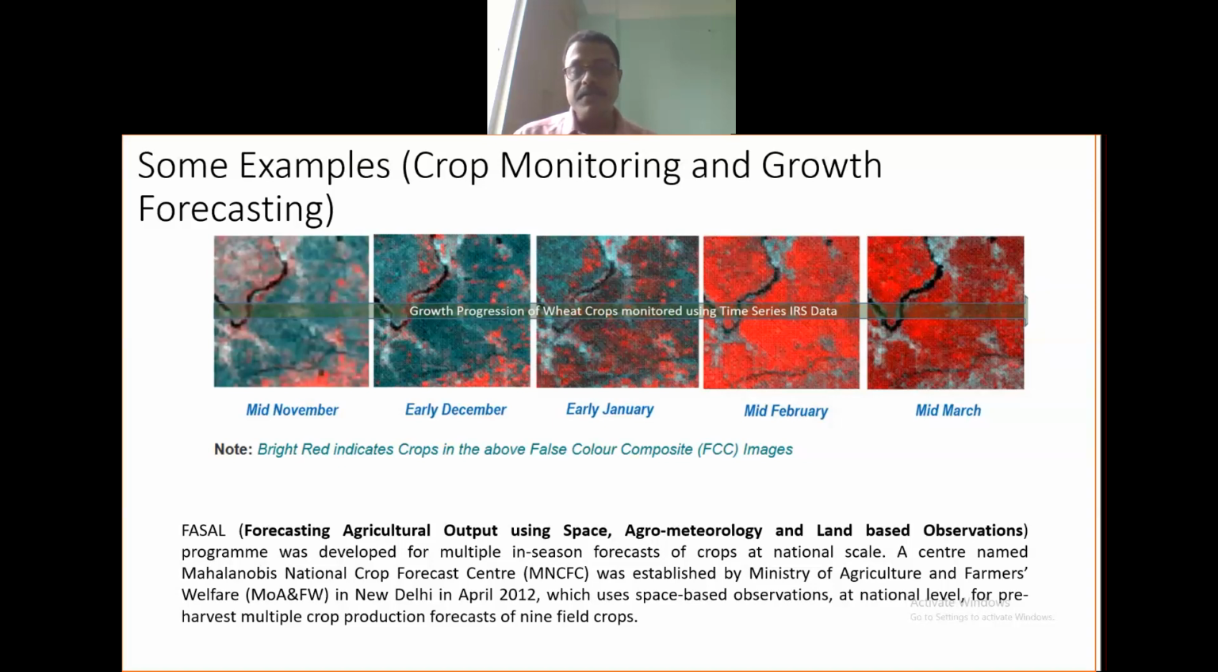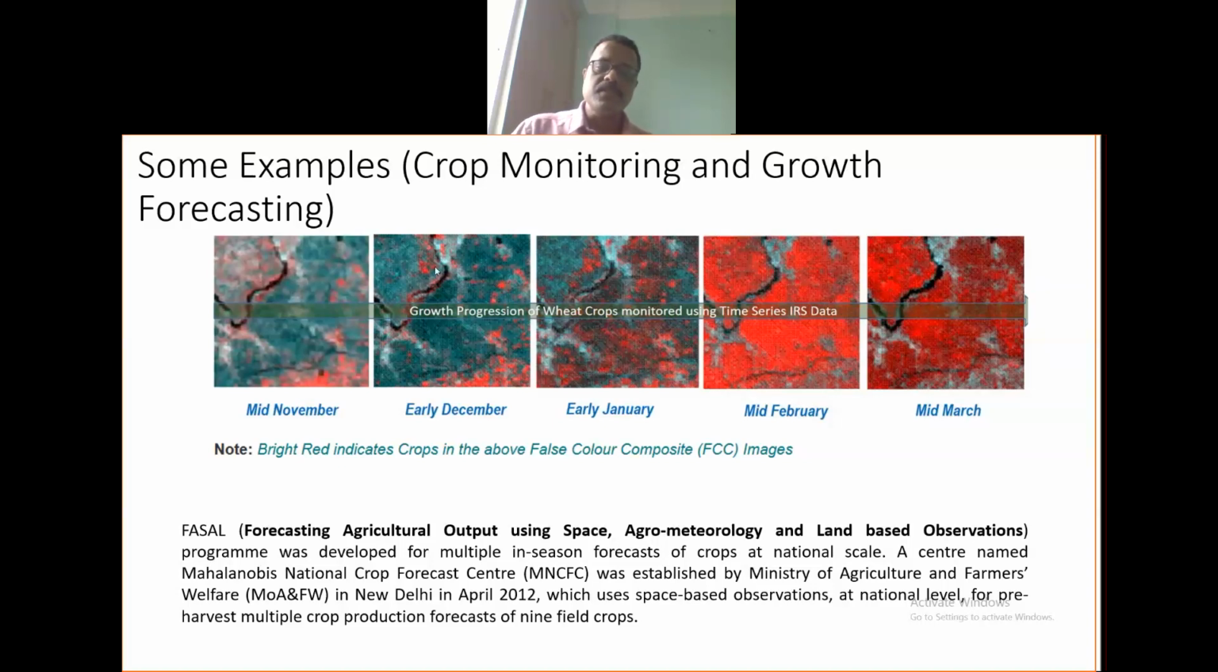But if you have to monitor this thing on a larger scale, in terms of the whole district or the whole state, it will be difficult unless we monitor this thing from the sky. And how do we monitor this thing? We monitor it with the help of remote sensing satellite images.